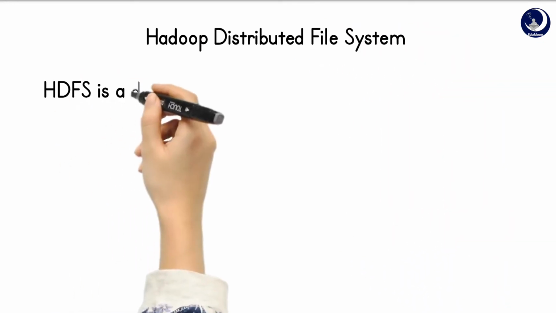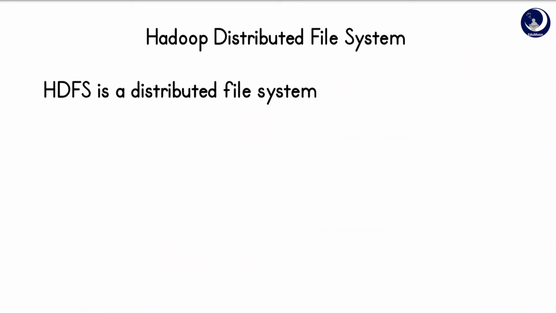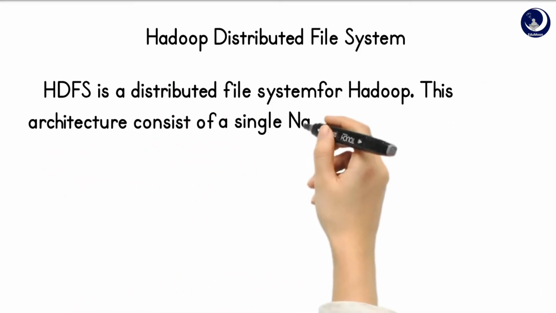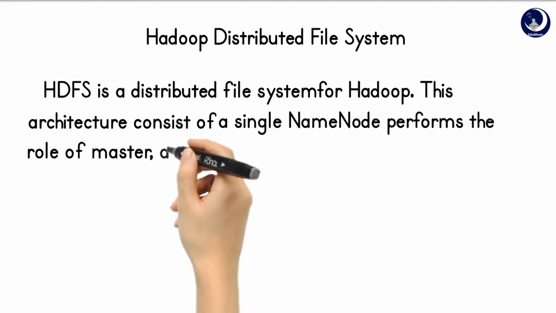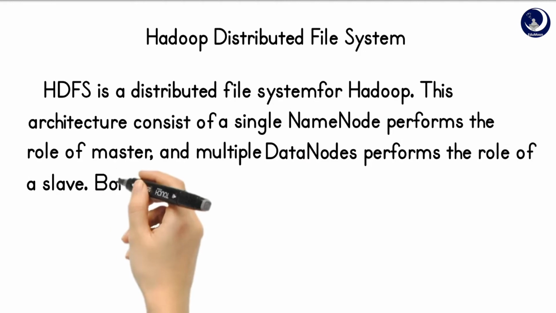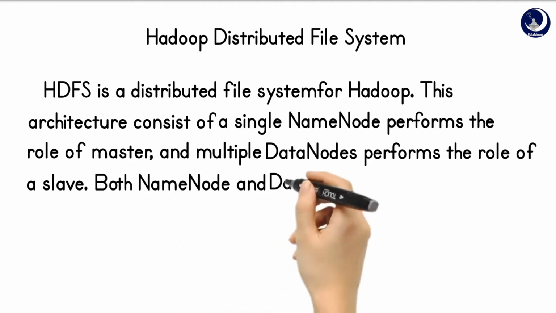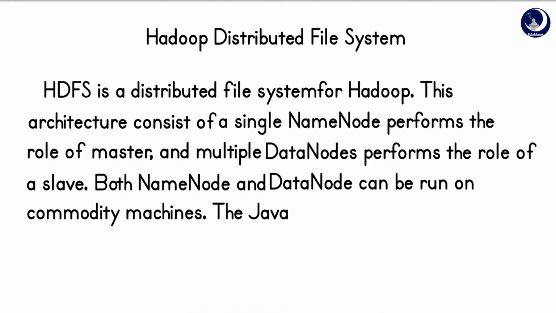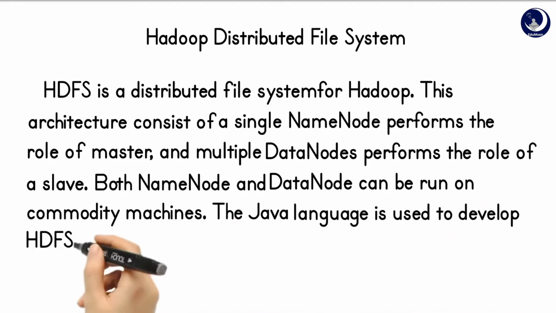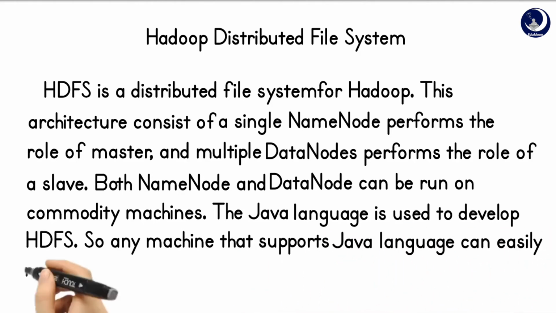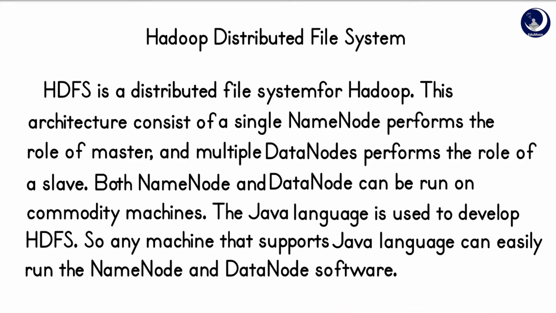Hadoop Distributed File System, in short HDFS, is a distributed file system for Hadoop. This architecture consists of a single name node which performs the role of master, and multiple data nodes perform the role of a slave. Both name node and data node can be run on commodity machines. Java language is used to develop HDFS. So, any machine that supports Java platform can easily run the name node and the data node software.